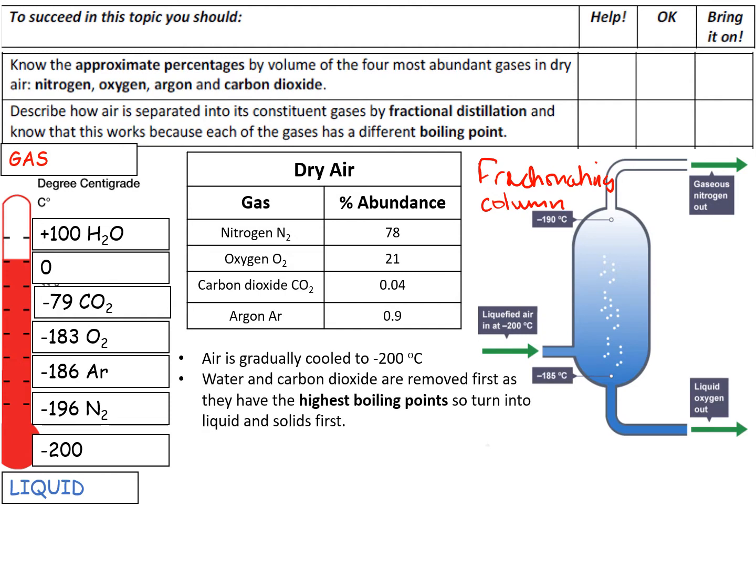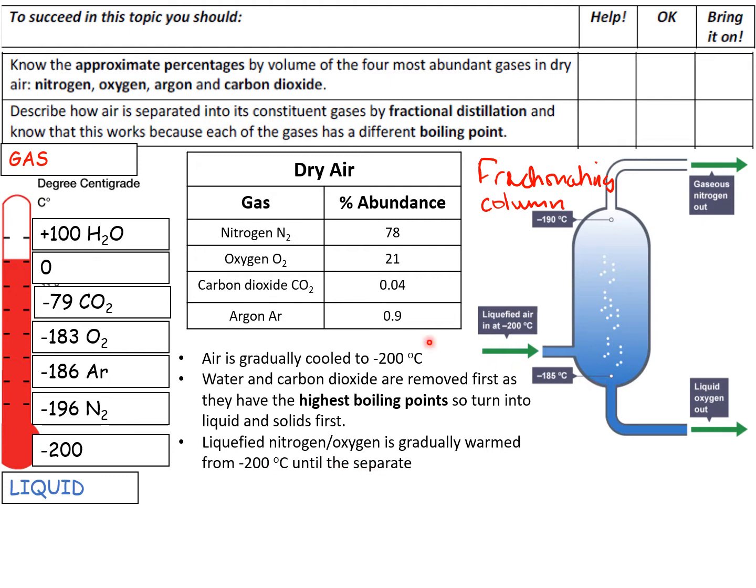So air is gradually cooled to minus 200 degrees Celsius. Water and carbon dioxide are removed first, as they have the highest boiling points, so they turn into liquids and solids first, and they can be easily removed or separated from the gases. Liquefied nitrogen and oxygen is gradually warmed from minus 200 until they separate.